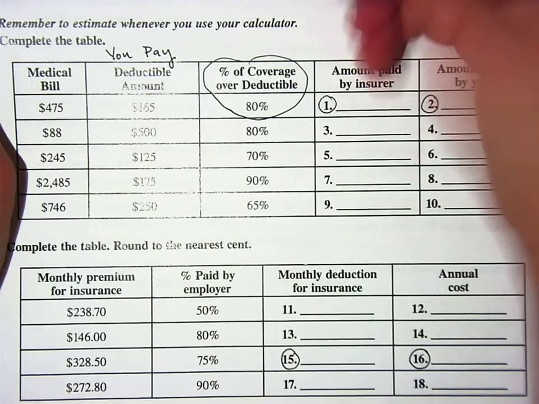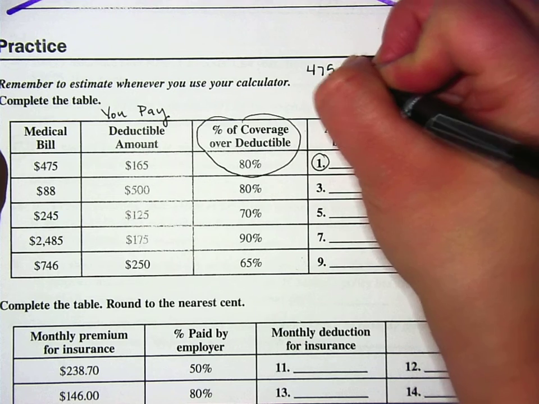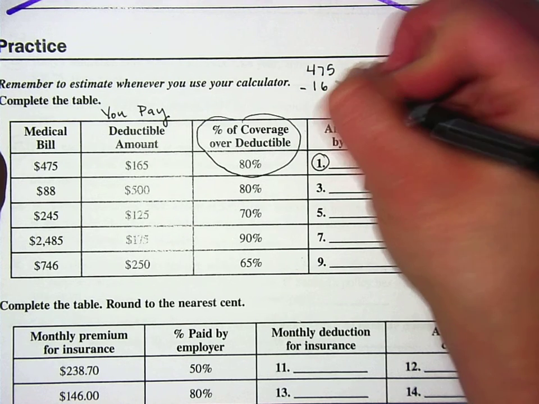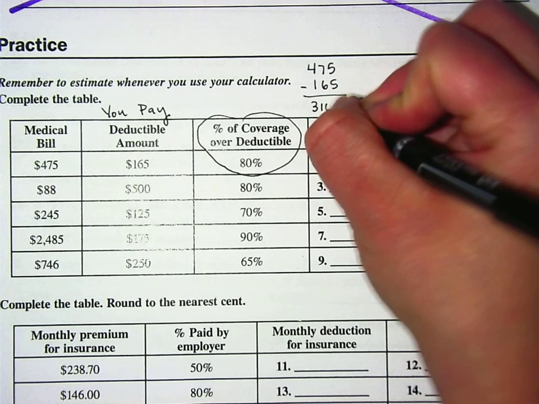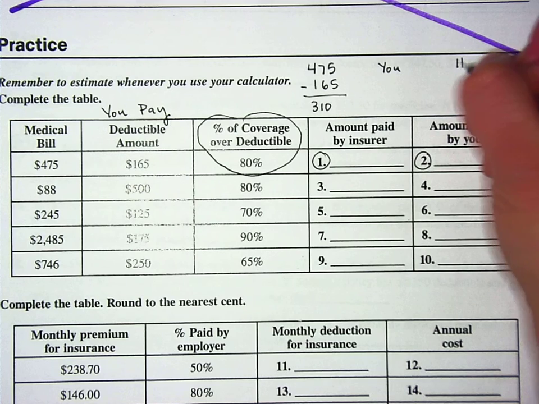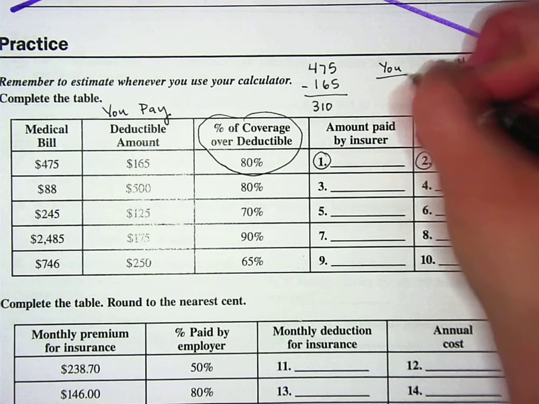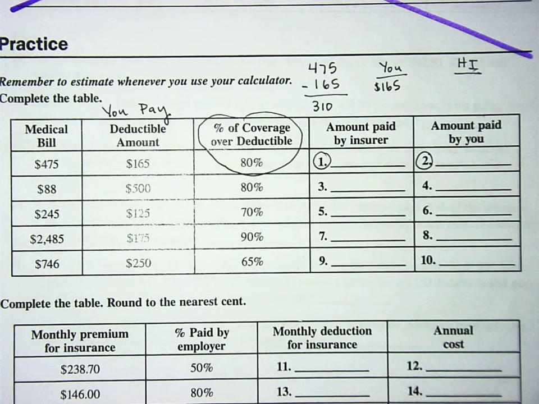So I'm going to write my answer up here. We've got $475, right? And the first thing I'm going to do is subtract that 165 because I have to pay that no matter what, right? So make sure you have a calculator out. 475 minus 165 is 310. So far on the you category and the health insurance, we're definitely paying that 165, right? And now we've still got $310 to deal with.